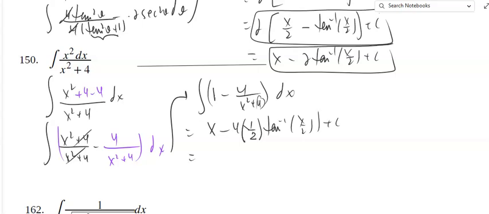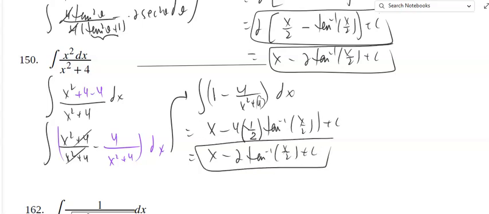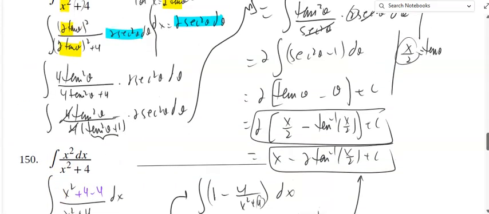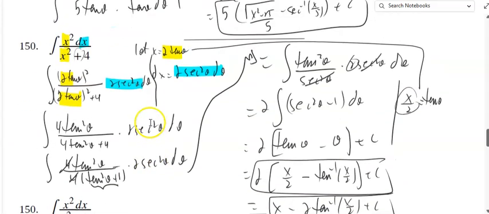You could have done the problem this way. That's x minus twice the inverse tangent of x over 2 plus c. Of course, trigonometric substitution works, but it's a bit longer.